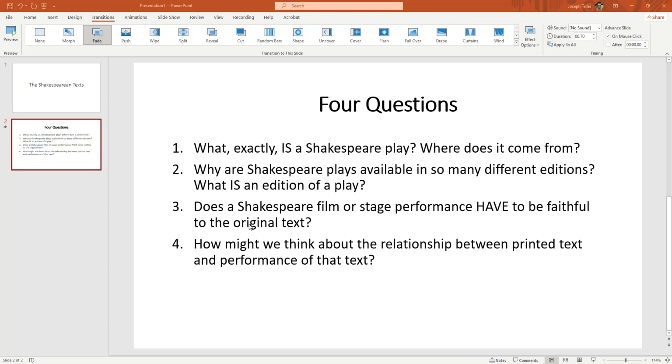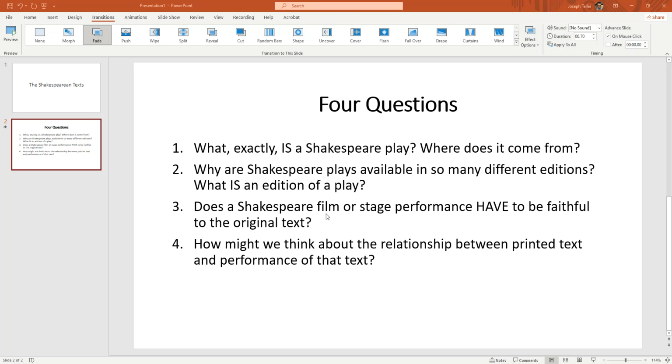Number one, as we've already seen, with at least half the plays, there's more than one original text. And it might vary very minorly in terms of just some words are different here and there, or it might vary enough that it might actually constitute a different version of the play.